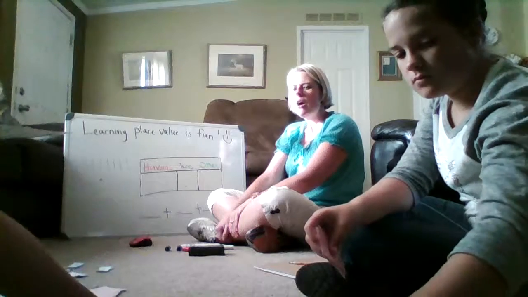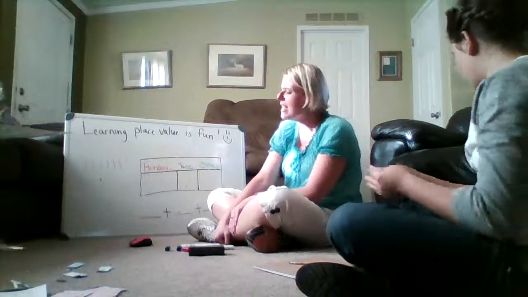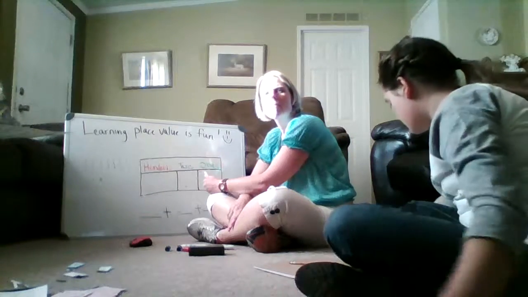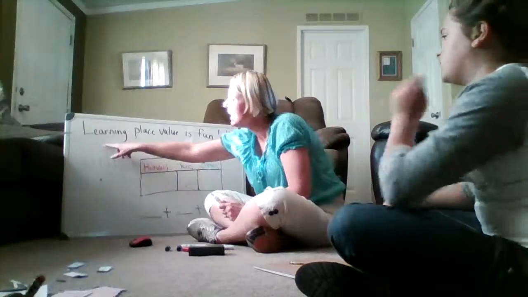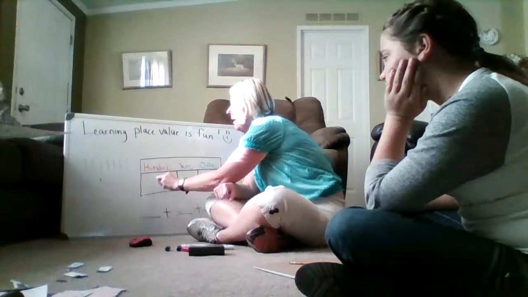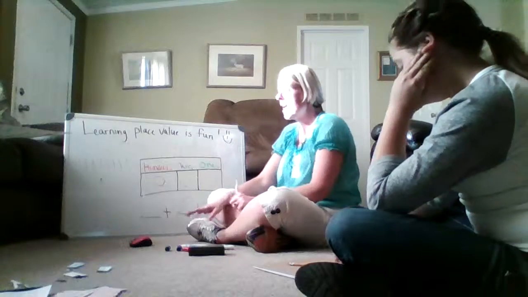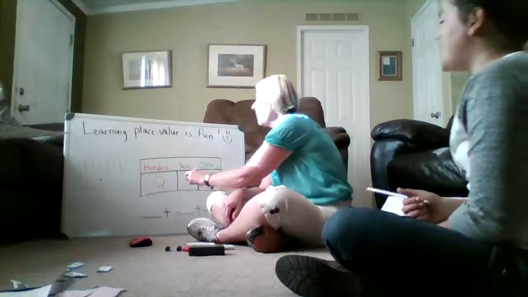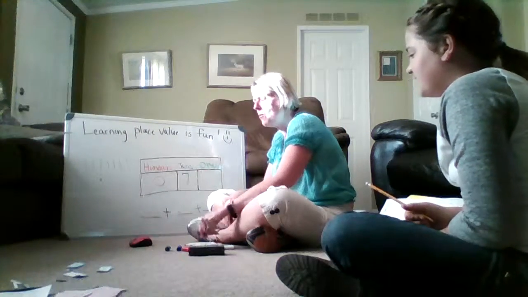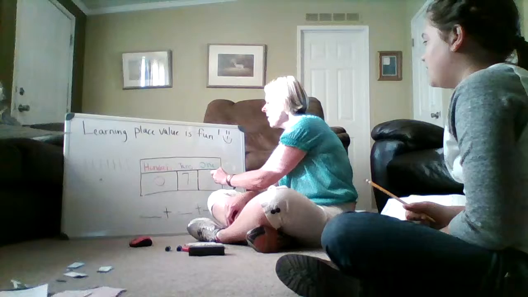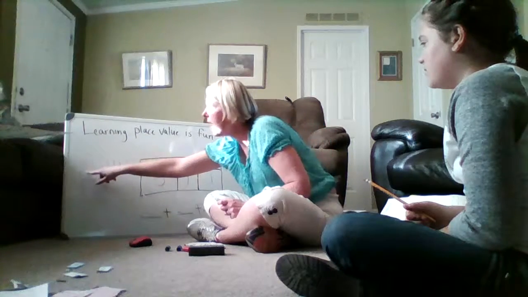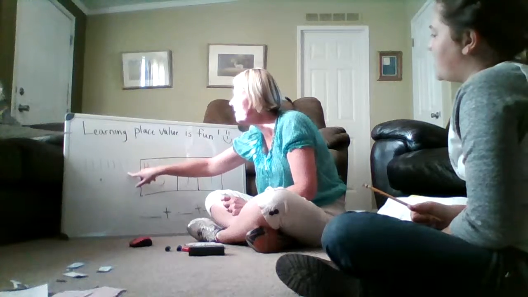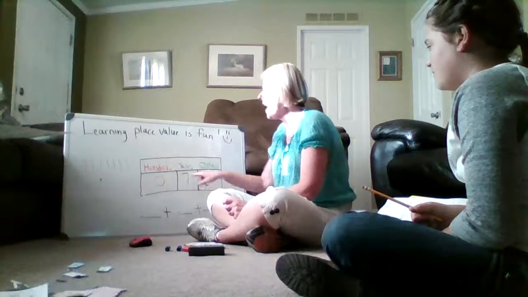Okay, the number that we're going to try now is the number 71. How will we model 71? Okay, so how many hundreds are there in 71? There are 0 hundreds. Oh, okay. I get it. How many tens are there? There are 7. And how many ones are there? There is 1. So we have 7 tens and 1 one, and no hundreds.